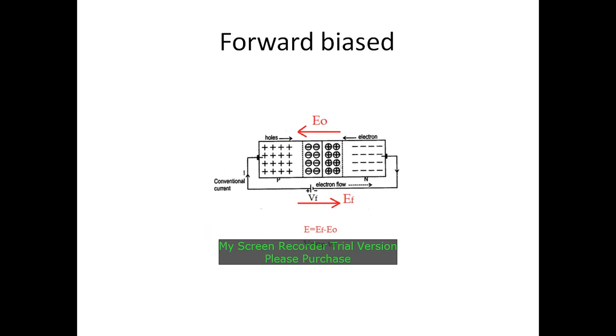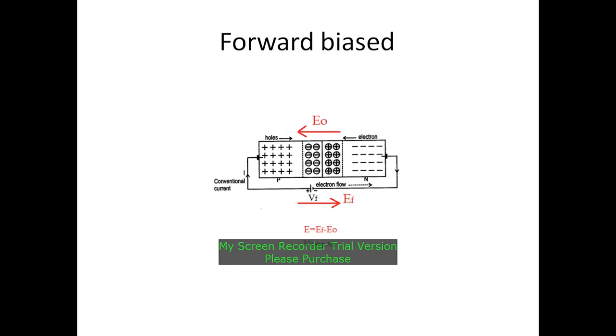Next, let's see the forward bias configuration. A forward bias configuration is achieved when we connect the p side to positive potential and the n side to negative potential. What happens is the conventional current flows from the positive potential and the electrons flow from the negative point of the applied potential.